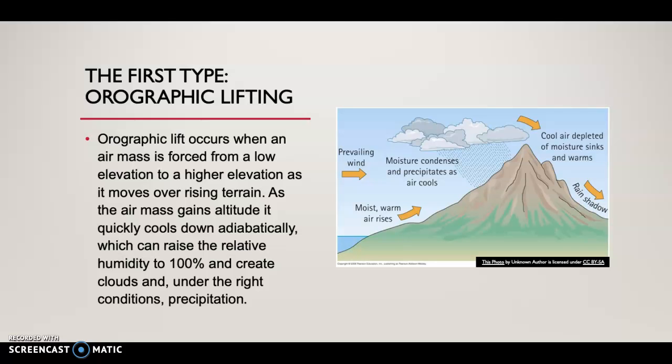The first type of lifting that we have is the orographic lift. This lift occurs when an air mass is forced from a low elevation to a higher elevation as it moves over rising terrain, as you can kind of see in that picture. As the air mass gains altitude, it quickly cools down adiabatically, which can raise the relative humidity to 100% and create clouds, and under the right conditions, precipitation as well.